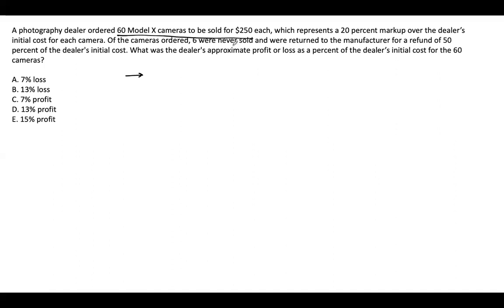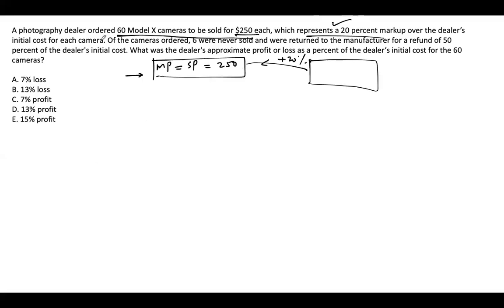So 60 models of camera X were ordered by a photographer. Selling price is $250 each. And this represents a 20% markup over the dealer's initial cost. So mark price is equal to selling price here, because there is no such discount. So 20% markup over the dealer's initial cost. If I were to assume this value 5, this would be 6.